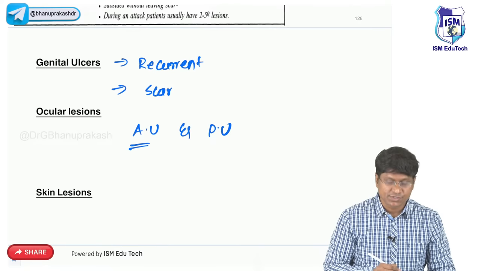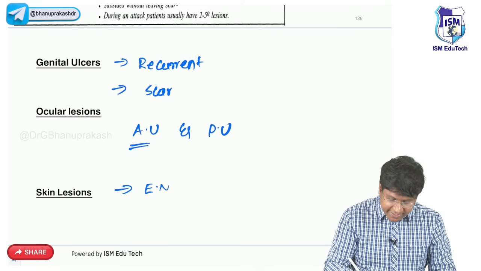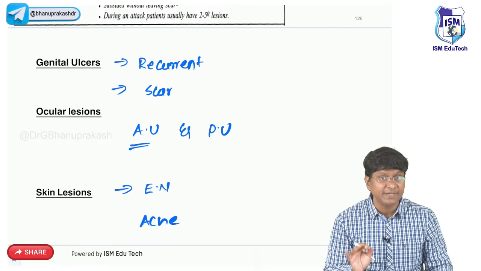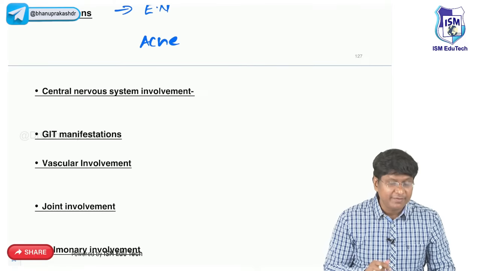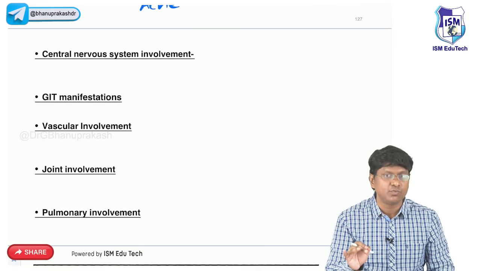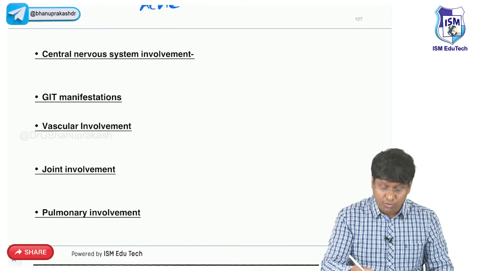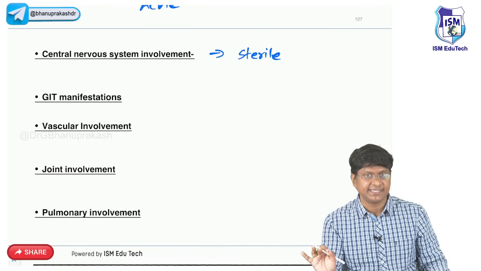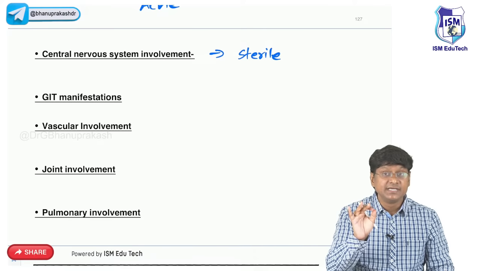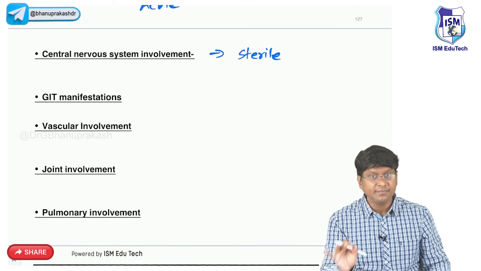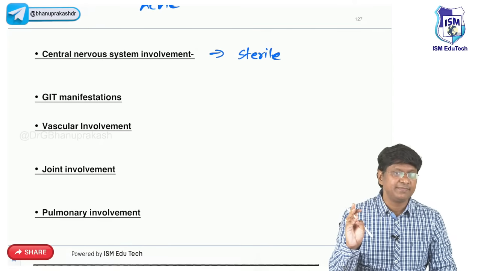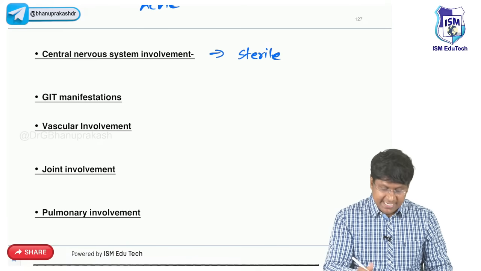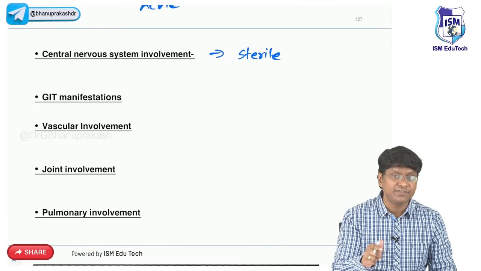Then skin manifestations. See, skin manifestations are in the form of erythema nodosum and as well as the acneiform eruptions, right? Then what will be the CNS involvement in Behçet's? The CNS involvement includes the development of meningitis, and here it is the sterile meningitis. And how will be the meningitis? Recurrent meningeal headaches will be there. So sterile meningitis, and there can be even cranial nerve palsy, and there can be also development of seizures. And GIT involvement will be in the form of aphthous ulceration.